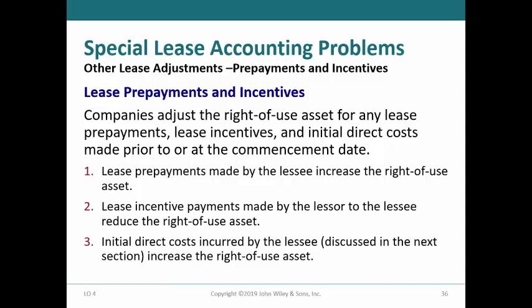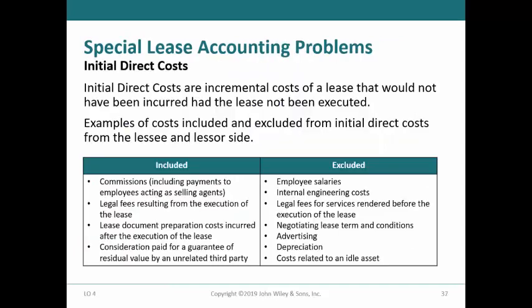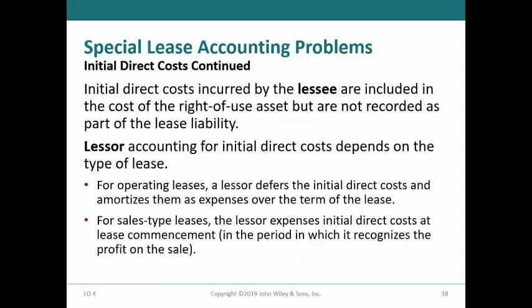Also, any initial direct costs made by the lessee will increase the right of use asset, and we will discuss those next. This table contains costs that would be considered to be initial direct costs and those that would not. It is important to note that the initial direct costs included are those that would not have been incurred had the lease not been executed. Those that are excluded are costs that would have been incurred regardless of the lease execution. As we stated previously, initial direct costs by the lessee will be included in the right of use asset, but not in the lease liability.